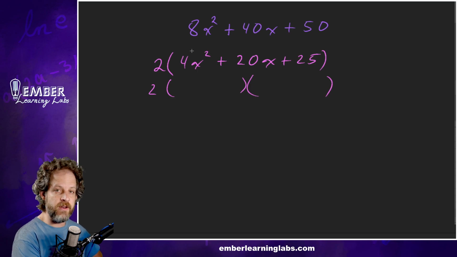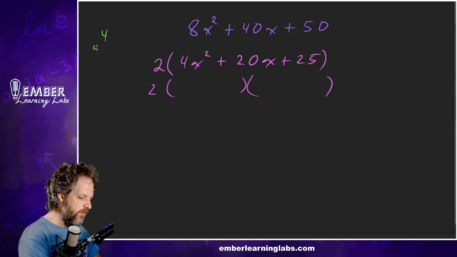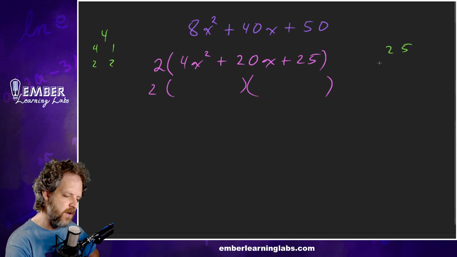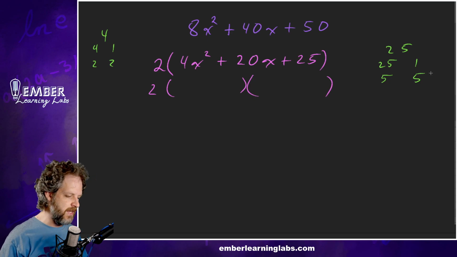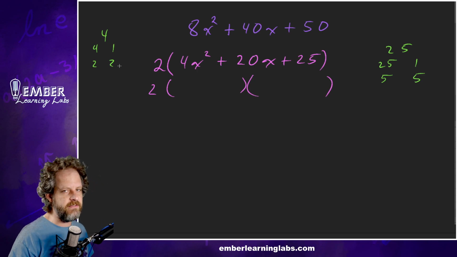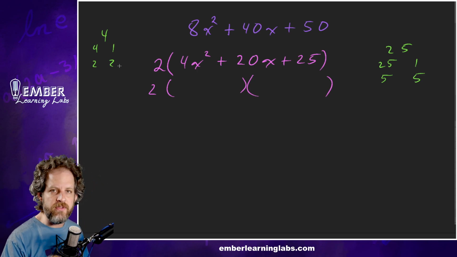We need 2 things to go into the first term. Again, we have 2 options. We have 4 and 1, and we have 2 and 2. For 25, we have 25 and 1, and we have 5 and 5, right? Similar looking thing. Let's just go for broke and try 2 and 2, 5 and 5. Why not? May work, may not work. This is how you do these, right?